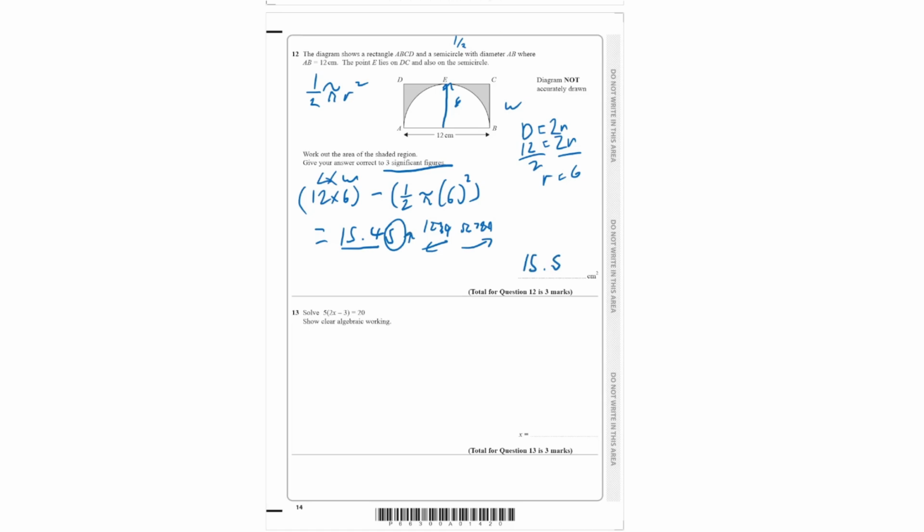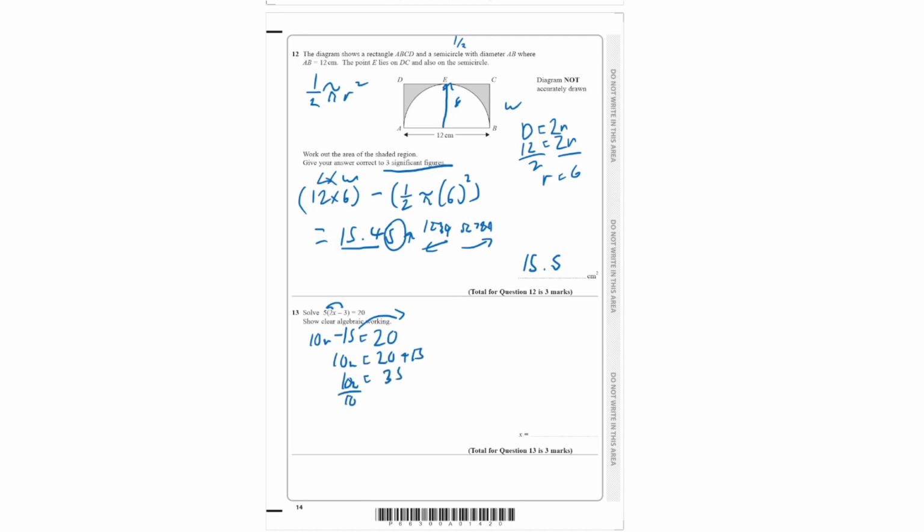Question 13. Solve 5 into 2x minus 3 is equal to 20. Show clear algebraic working. Now when multiplying polynomials, we always multiply to everything inside the bracket. So 5 times 2x is 10x, and 5 times negative 3 is negative 15. Now equate this to 20. Now we can put all like terms together. We bring 15 to the other side. So 10x is equal to 20 plus 15. 10x is equal to 35.